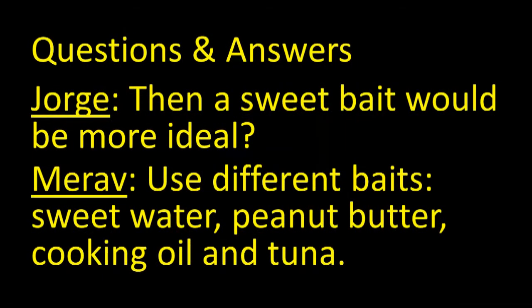What else? Sweet bait would be more ideal. Again, some ants would prefer the sweets, like honey or sugar water, or a cookie or chocolate. And other ants would prefer some oil or some protein. And that's why usually if you want to attract different species, you'd use a few different baits.